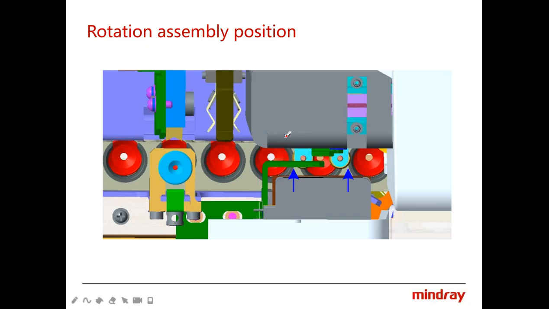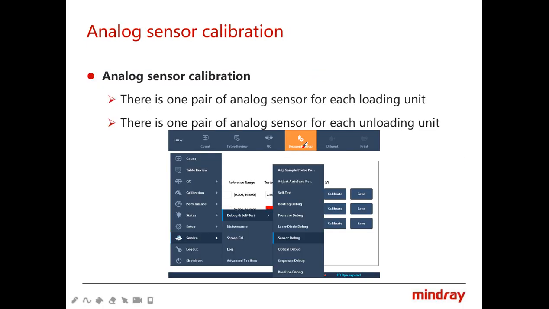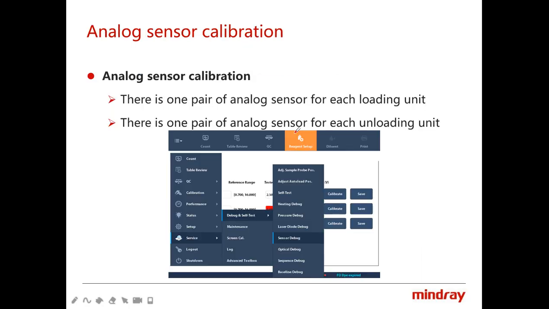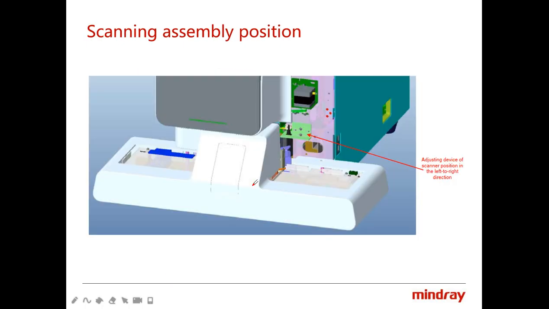Yeah, it's okay. Both KL 6000 version 1 and version 2 have the same logic. And then the scanning can also be adjusted by the screws. And then calibrate the analog sensor. What is the analog sensor of the KL 8000?